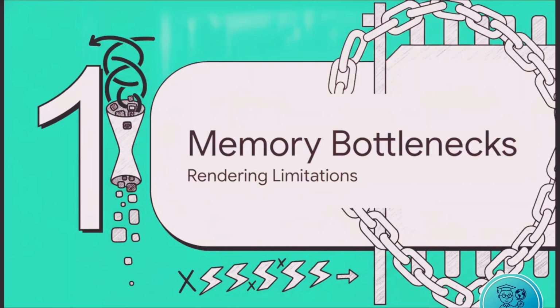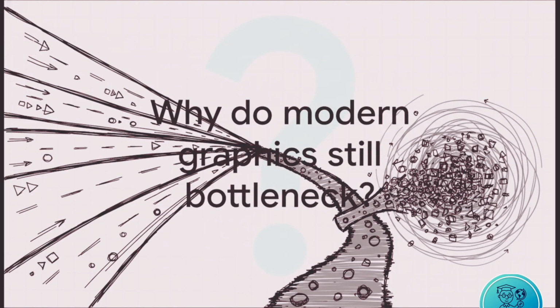Section 1, the rendering memory bottleneck. Okay, let's dive into this. Even the absolute most powerful modern hardware on the market today is plagued by this core limitation. So we really have to ask the fundamental question here. Why do modern graphics still bottleneck?